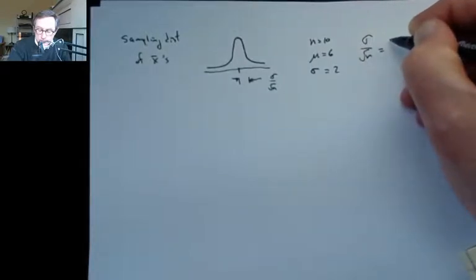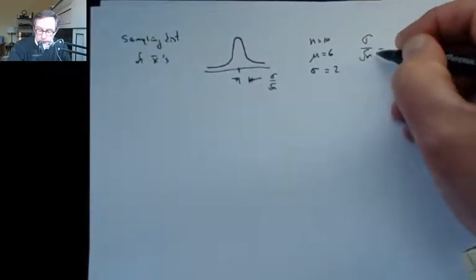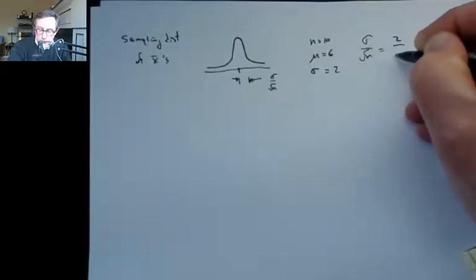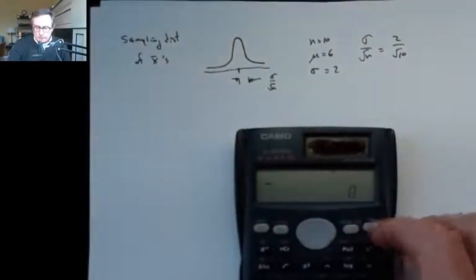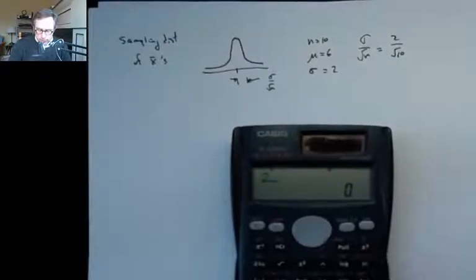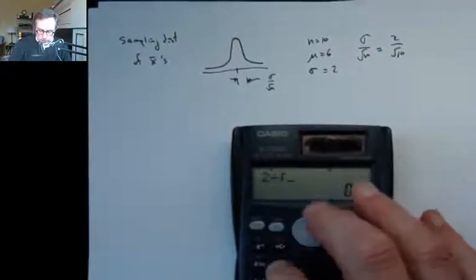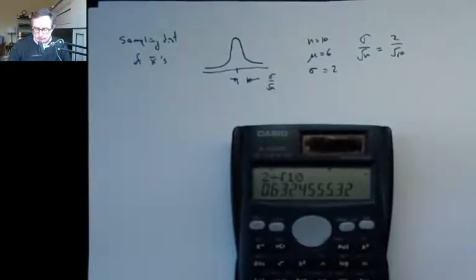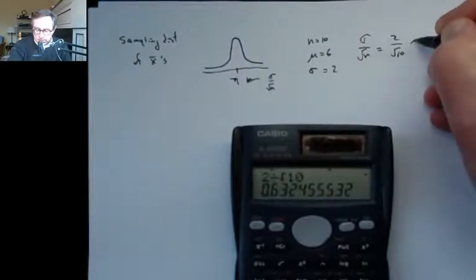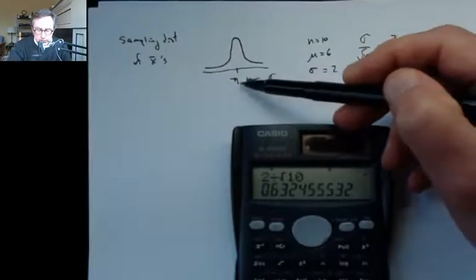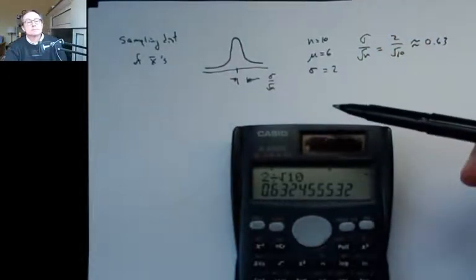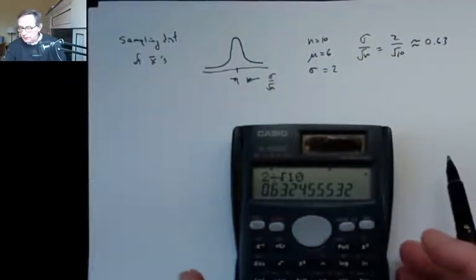That's sigma over square root of n. So that's 2 over the square root of 10. And I don't know what that is, of course. My calculator knows what that is. Okay, so 2 divided by square root of 10. And my calculator says 0.63. So that spreadedness, that distance right there, is about 0.63. Okay, so that was number 64.